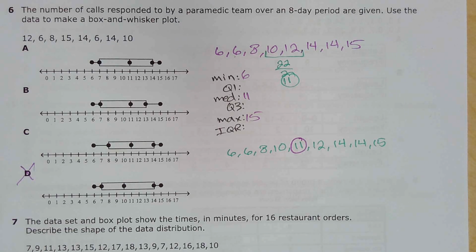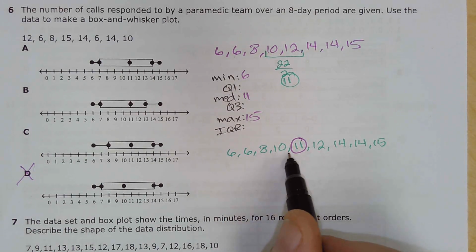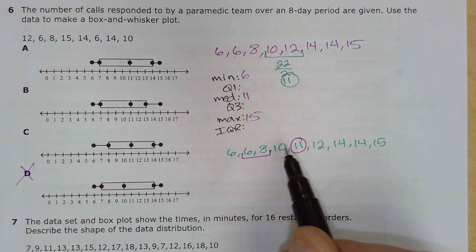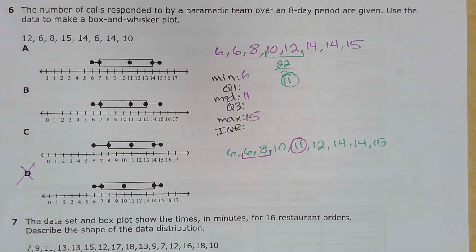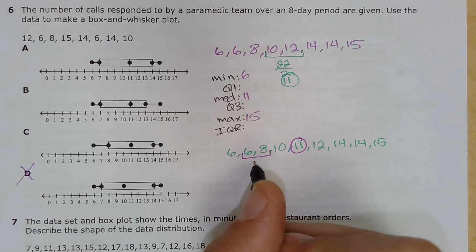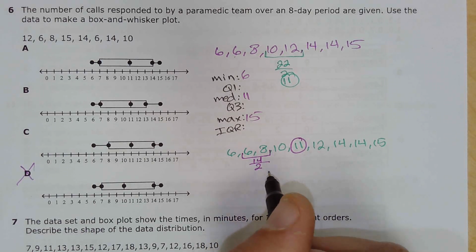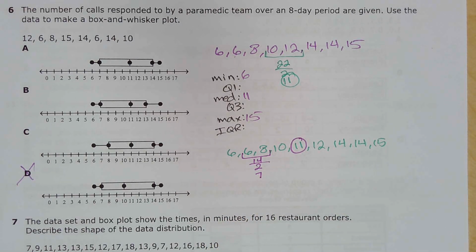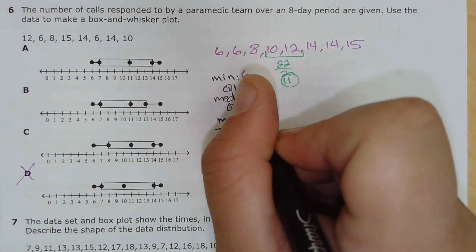So how do I find my quartile 1? Quartile 1 is when you find the median of that first half of data. So the first half of this data, the median here is 2 numbers. So 6 plus 8 is going to give me 14. And 14 divided by 2 is going to give me 7. And 7 is going to represent my quartile 1.